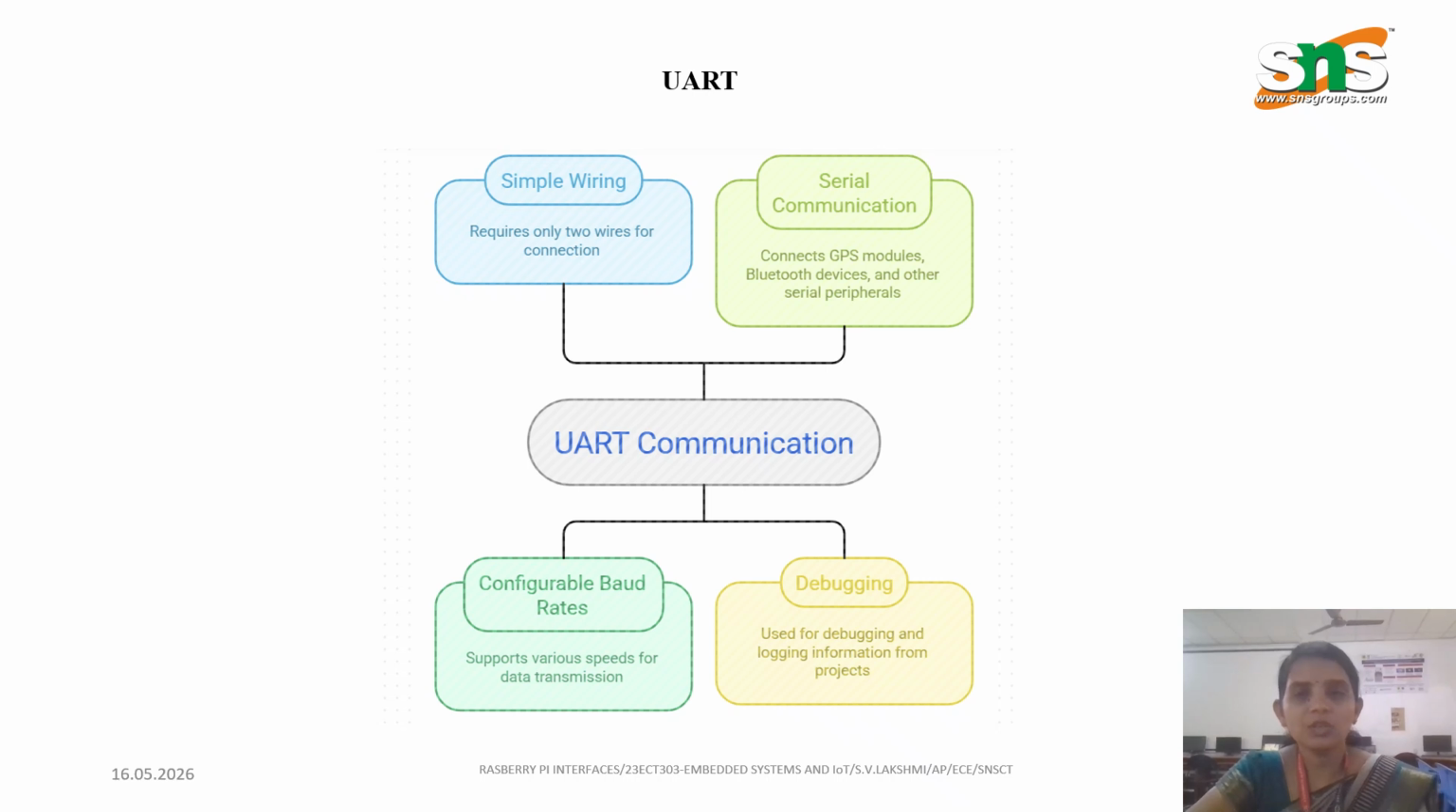The next is UART, the universal asynchronous receiver transmitter. This is mainly a simple wired protocol that works on serial communication. It can connect GPS modules, Bluetooth devices, and other serial peripherals. It has a configurable baud rate, and debugging is easy with this type of protocol.